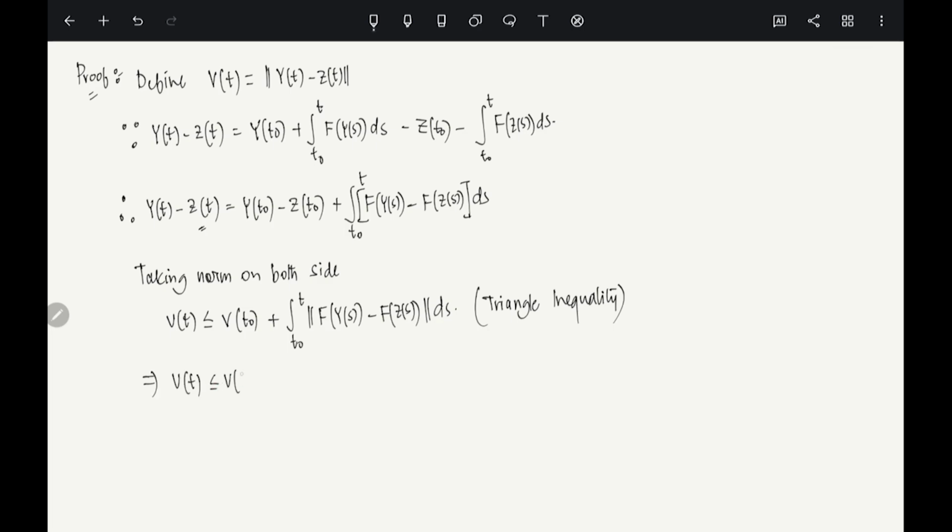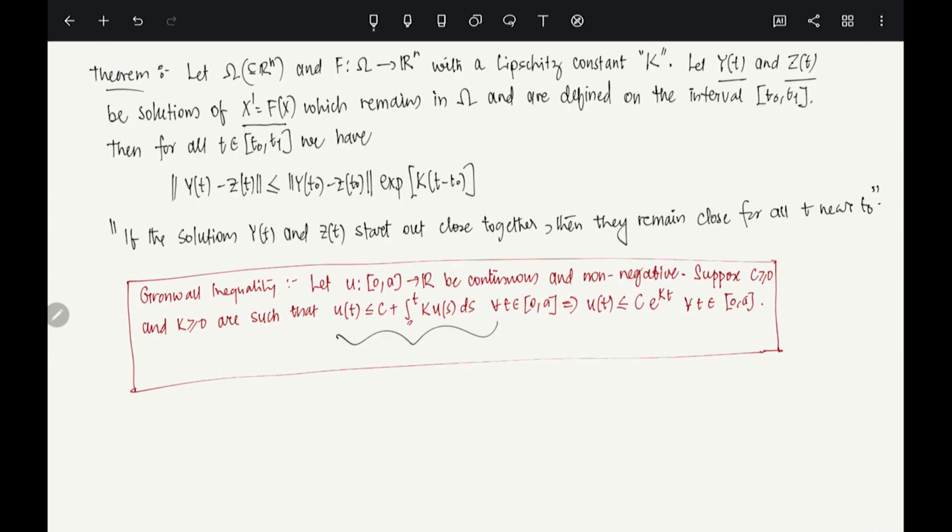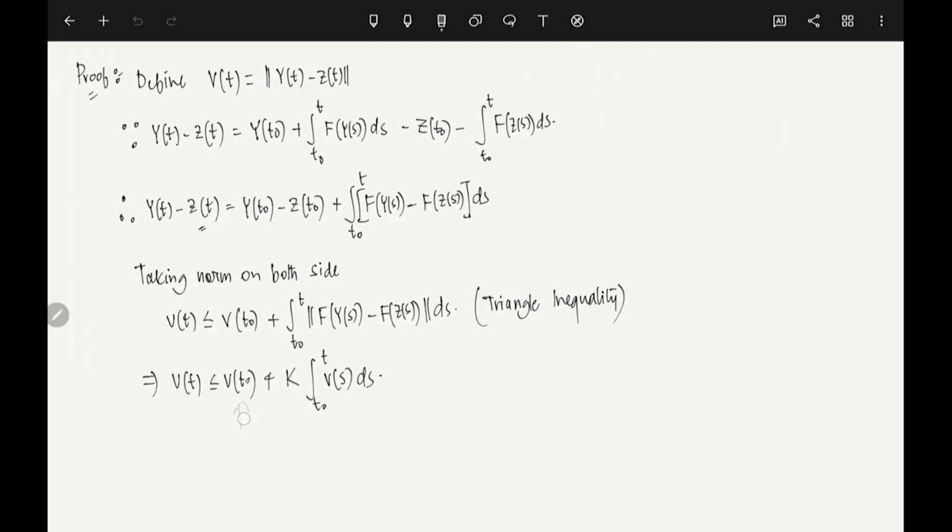V(t) is less than or equal to v(t0). You see, this is where we need the Lipschitz continuity. If I use Lipschitz continuity, this can be dominated by the Lipschitz constant k, times the integral from t0 to t of the norm of y minus z, which is nothing but v(s) ds, right? Now you see this is in this form. What is your constant? The constant is this, and this constant is always there, times u(s) ds. This is in this form, so that will imply u(t) is less than or equal to c plus k times the integral.